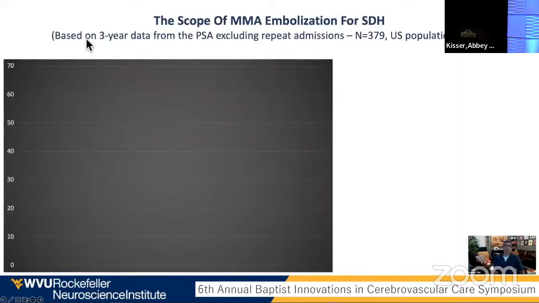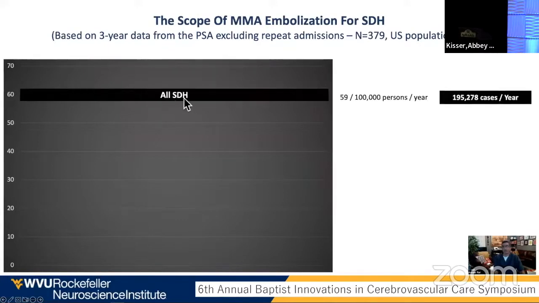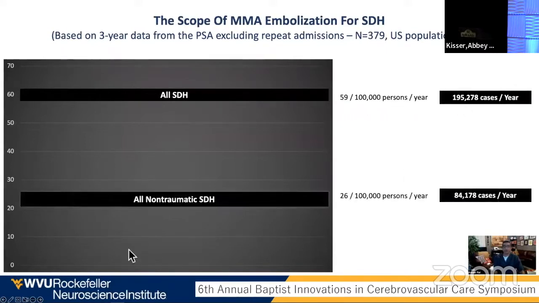Then when we looked at, based on the 3-year data from our primary service area, for which we get 97% of the patients, and we extrapolated it to the US population, we found that for all subdural hematomas, traumatic and non-traumatic, the incidence was 59 per 100,000 persons per year, or just under 200,000. All non-traumatic subdural hematomas were 26 per 100,000 per year, 84,000 cases. That by itself is a significantly higher disease incidence and matches what is reported in the literature.